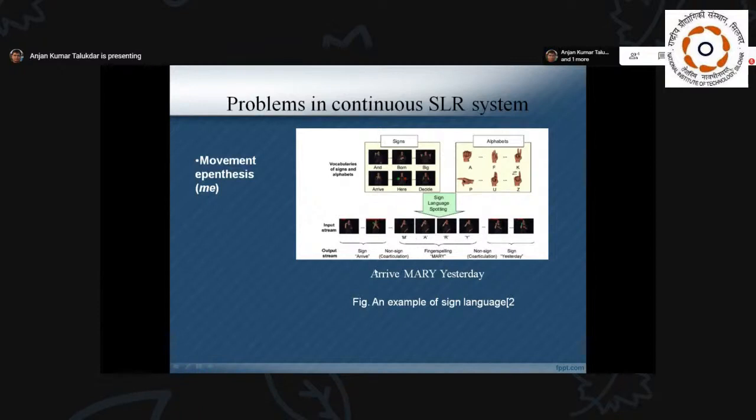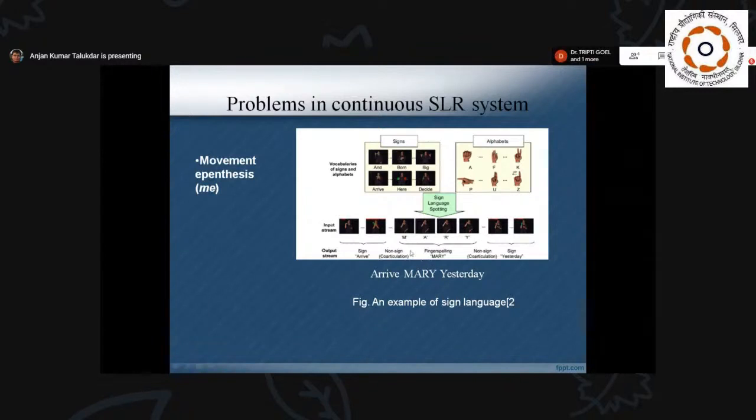Now what is the problem in continuous sign language recognition? One problem is called movement epenthesis. What is the movement epenthesis problem? Basically, when we move from one sign to another sign, there is a joining part, meaning some extra movement of the hand from one position to another position. That is basically called movement epenthesis, which is not part of the actual signs, but arises because of continuous sign language.